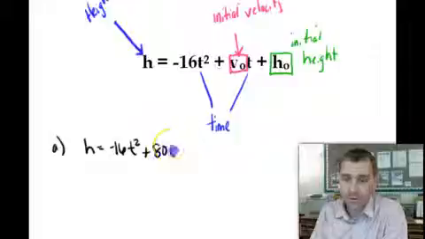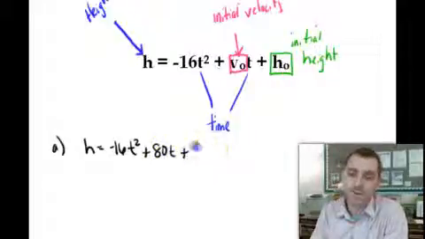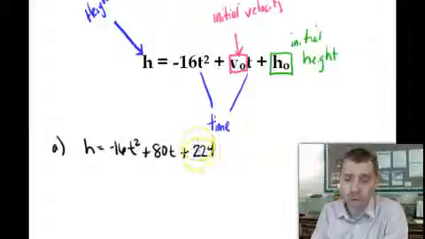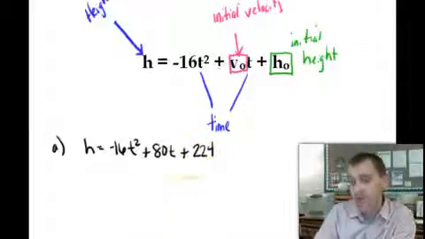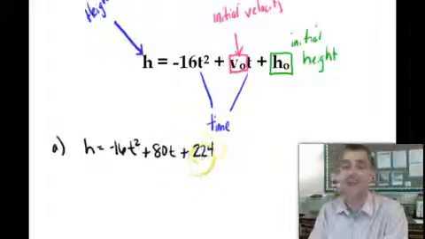And I don't know t, we don't know that. But I do know the initial height, because it told me that the spout itself was 224 feet above the surface of the pool. Now, if it was right at the pool, then the initial height would be 0. If it was below the pool surface somehow, then it would be negative. But that particular thing right there, the initial height, is just positive.